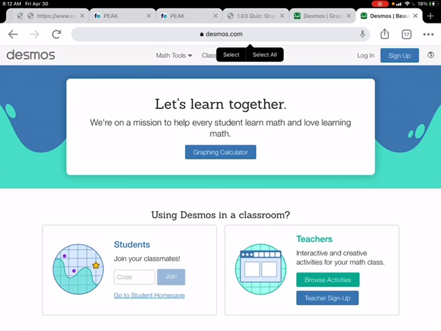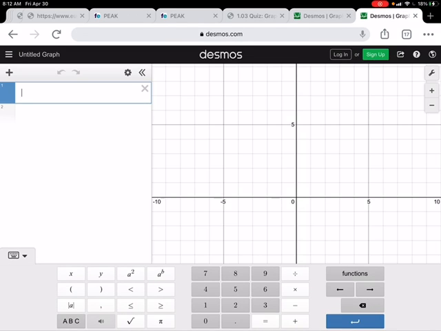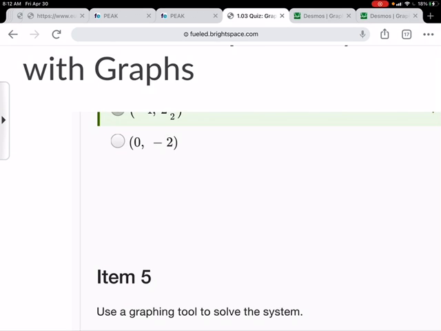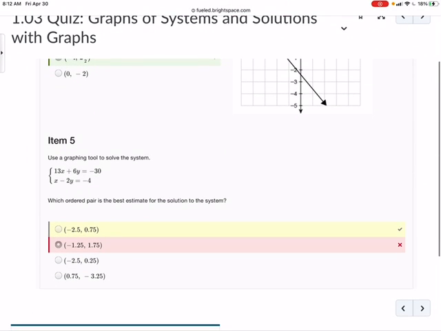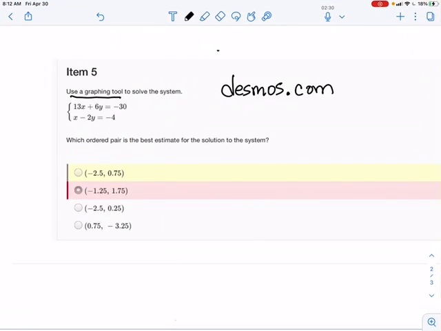You can log in in order to save your graphs if you ever want to save them, or you can just use it without logging in. And so all you have to do when you're looking for the solution to a system of equations, here's the quiz here, is write this equation into the Desmos.com calculator. And it's going to graph it for me. And what I'm going to look for is where the two lines intersect.